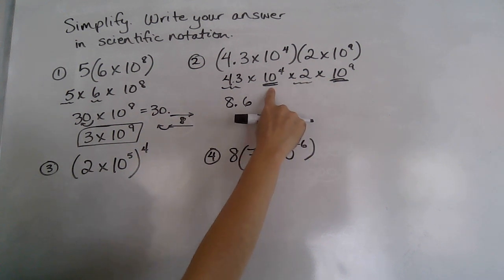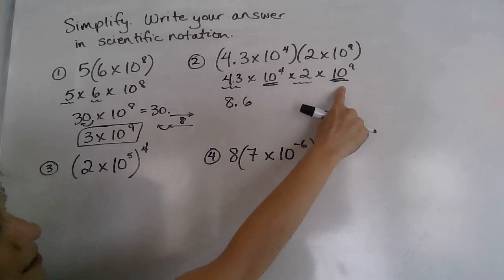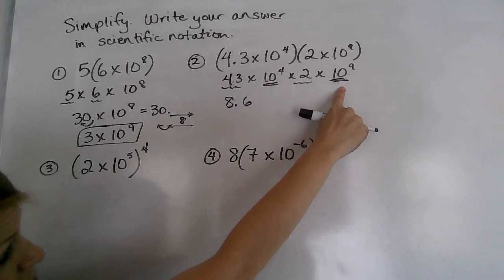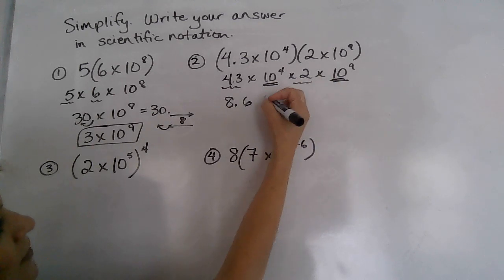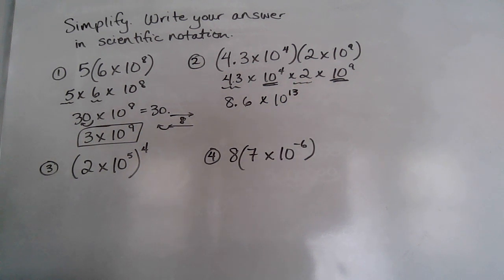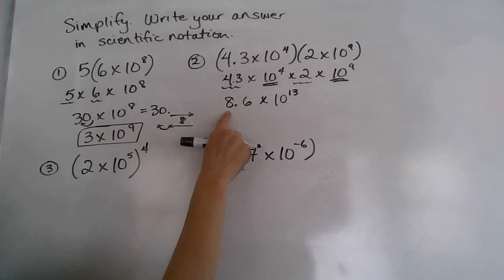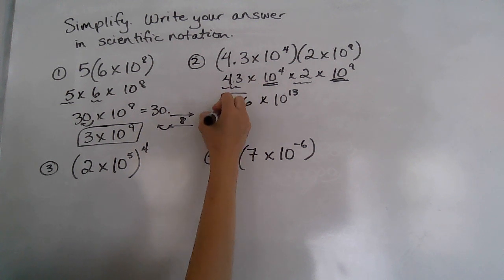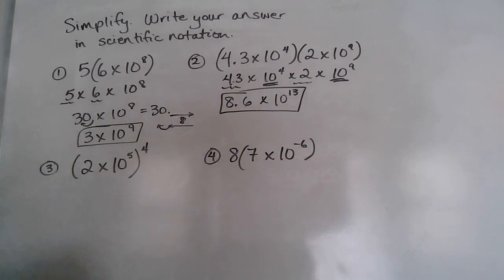10 to the 4th being multiplied with 10 to the 9th. We have 10 being multiplied by itself 4 times here, 10 being multiplied by itself 9 times here. That's all together going to give us 10 being multiplied by itself 13 times. Because there's only one digit to the left of the decimal, we have a number that is in scientific notation, so no need to adjust. Hopefully you got that one right too.